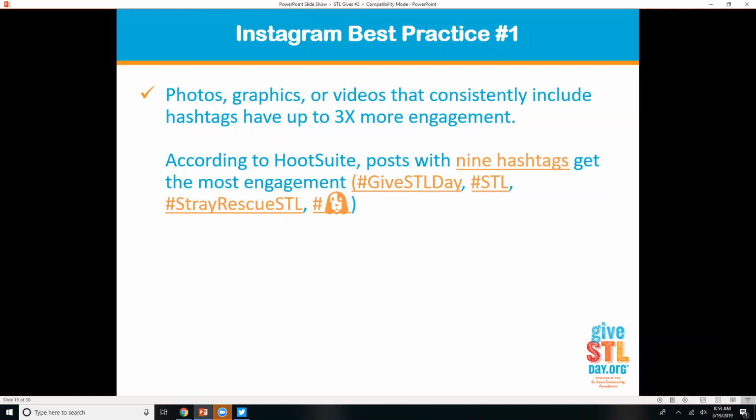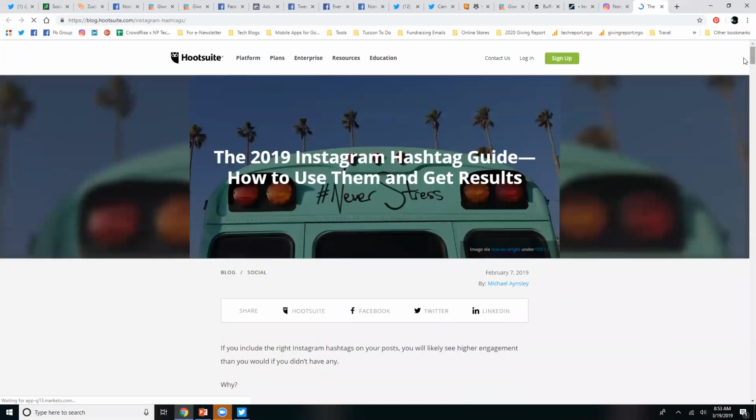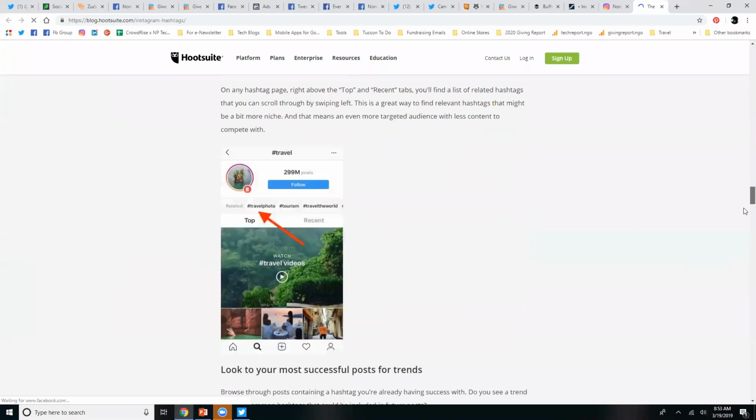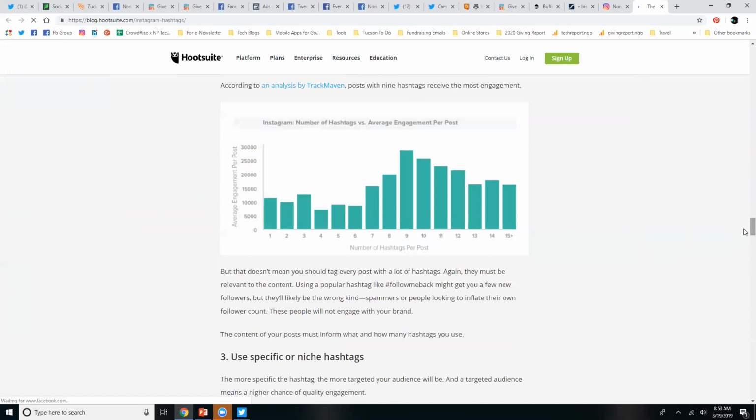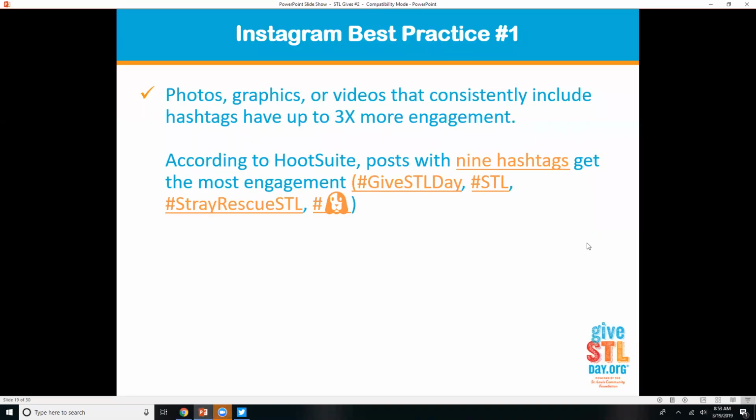Photos, graphics, videos that include hashtags get 3 times more engagement. According to Hootsuite, posts with 9 hashtags, and all of these links will be sent to you, get the most engagement. I would never use 9 hashtags. Right? And it's not because somebody looks at a post like, wow, they're so cool, they have 9 hashtags. It's because people browse hashtags and they might stumble across your post and like it. So 9 hashtags, feel free. Anything more than that, and it starts to diminish. The most I'll personally ever use are 4 or 5.